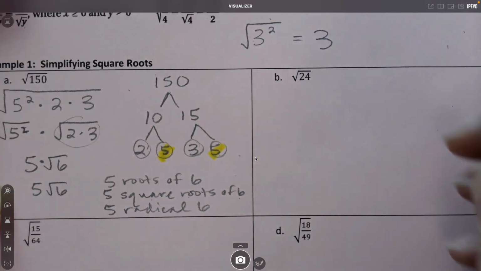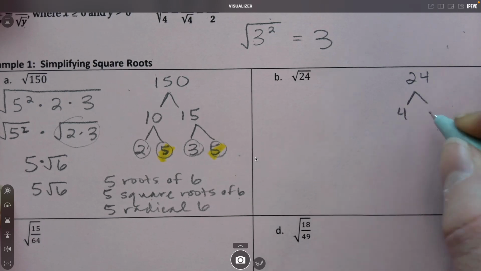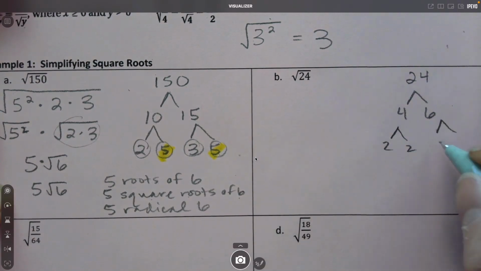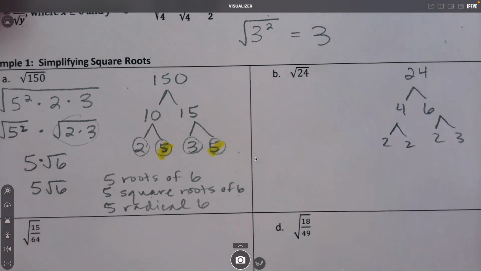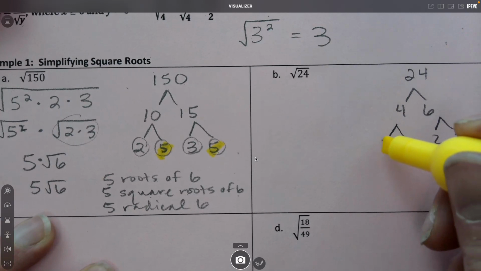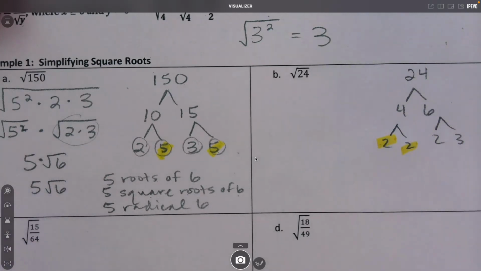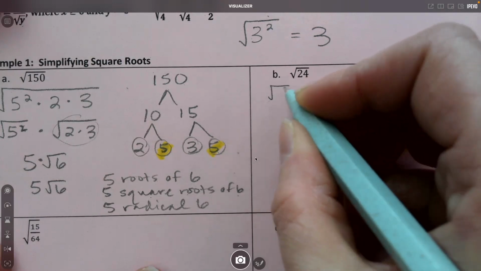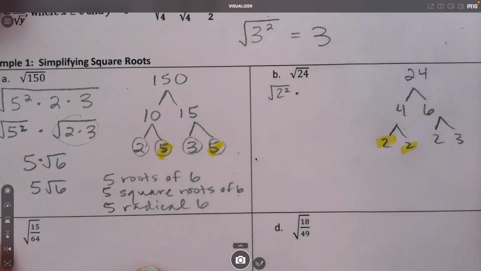So on 24, let's see if we can break down 24. 24 is 4 times 6, and the 4 is a 2 times 2, and the 6 is a 2 times 3. So I'm looking again for anything that I have two factors of, and I have two factors of 2. So I could write this as the square root of 2 squared times the square root of, what do I have left over?